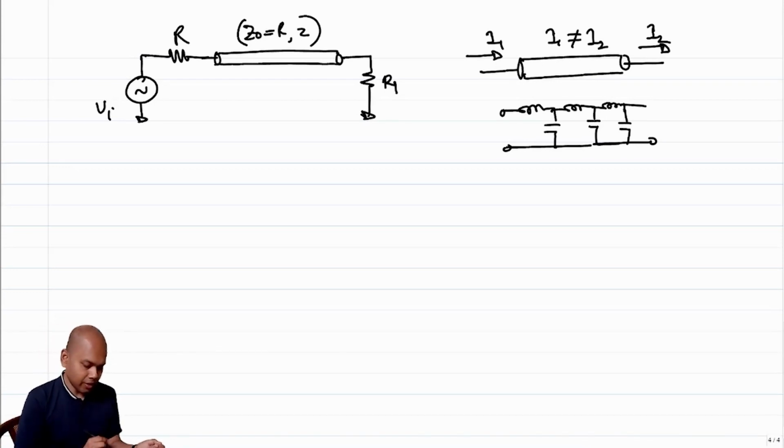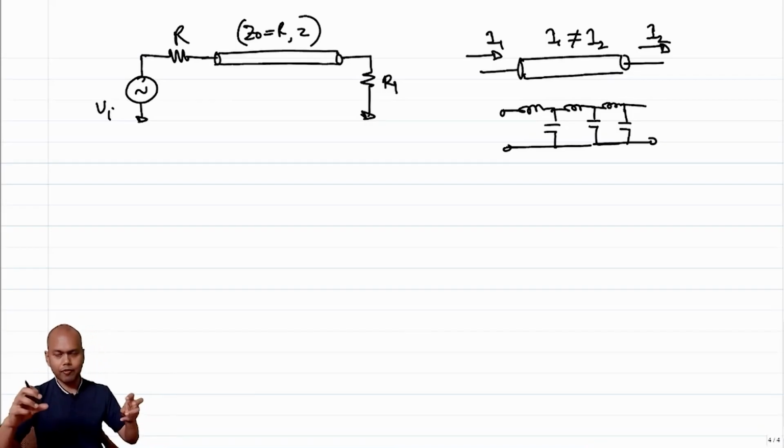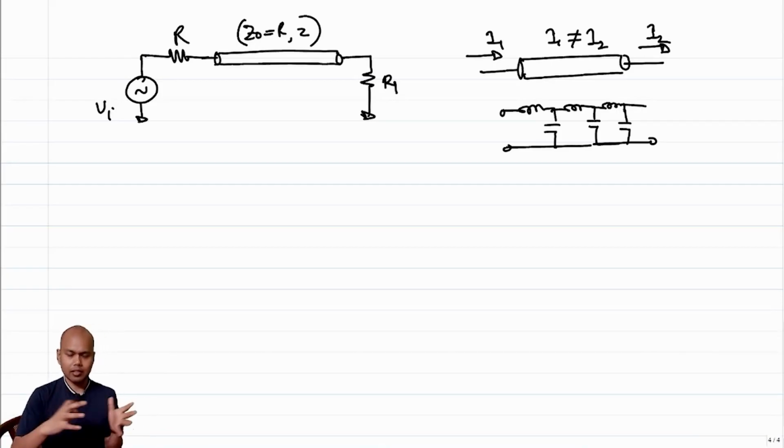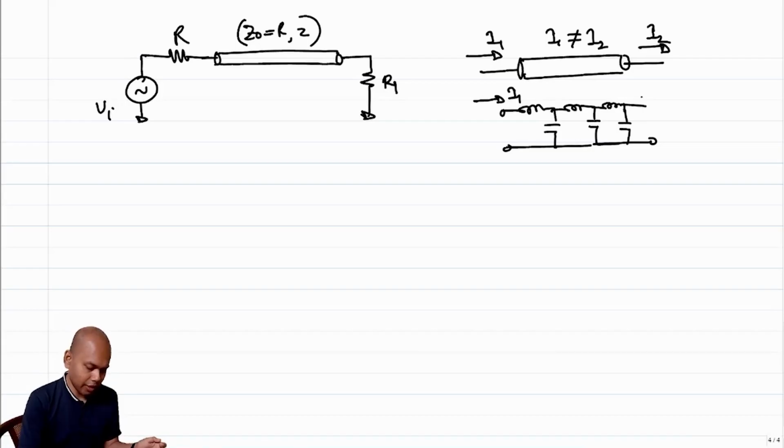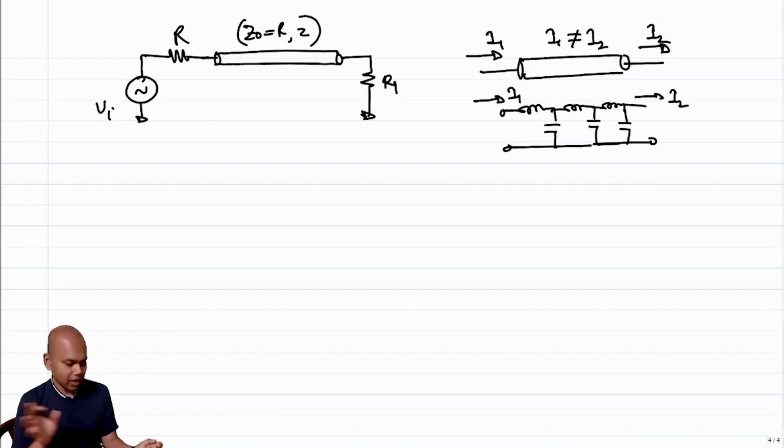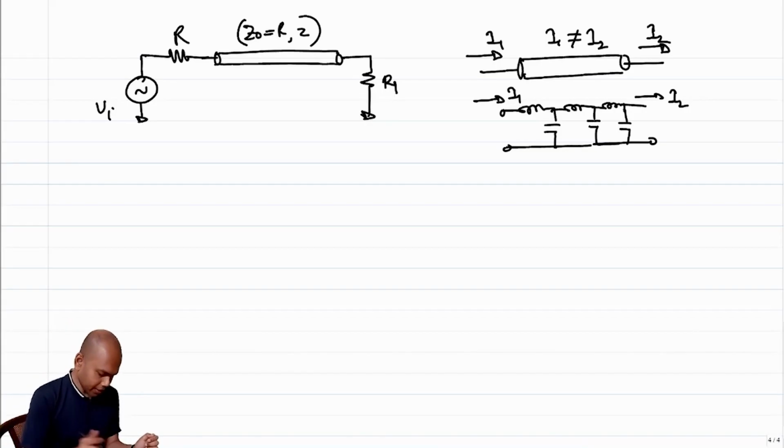The moment you move your focus from a piece of line to an LC ladder, it becomes explicit, because this I1 and this I2 need not necessarily be the same, right? So that is something we should always keep in mind. Okay, great. That was a slight digression, but let's move our focus to whatever we have now.